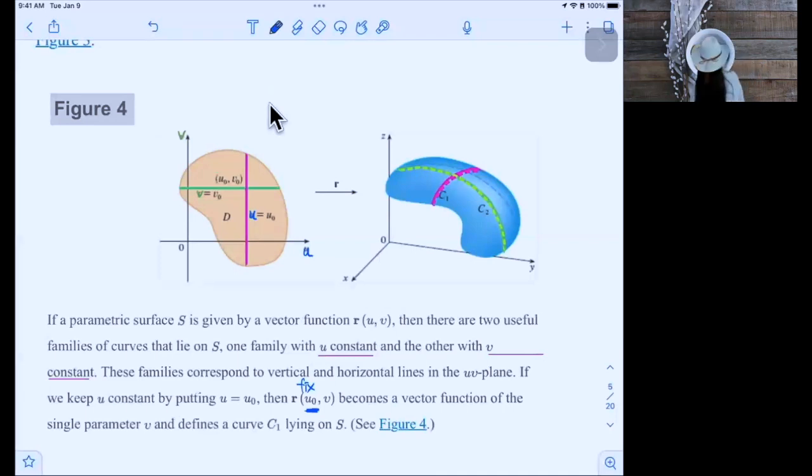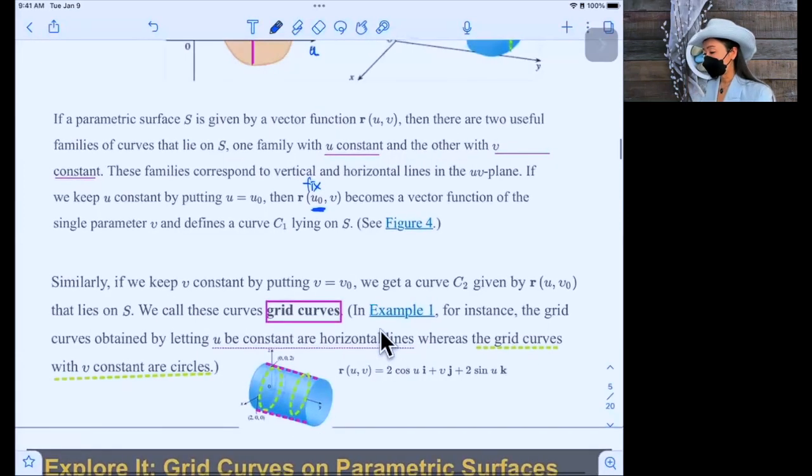Then what happened under this vector function? It only depends on this single parameter u, and it's going to map this into this. Remember, along this the v is fixed and the u is changing. So it's a vector function of a single parameter u, and it is the green one over there. They are called grid curves. I have a hard time pronouncing that.